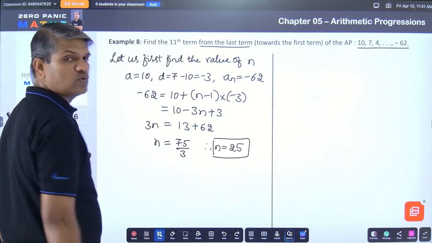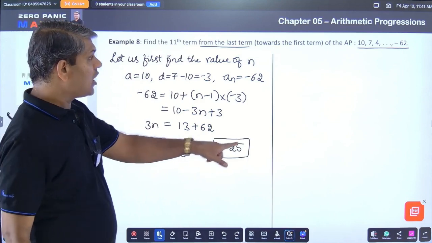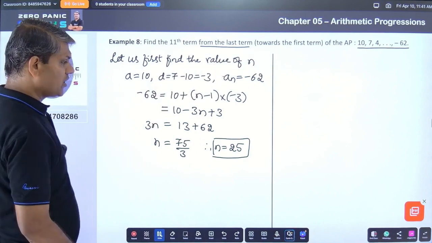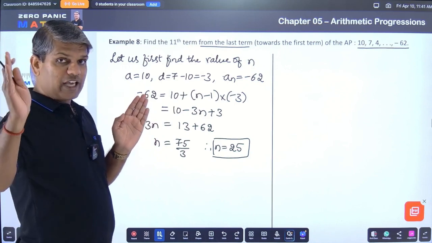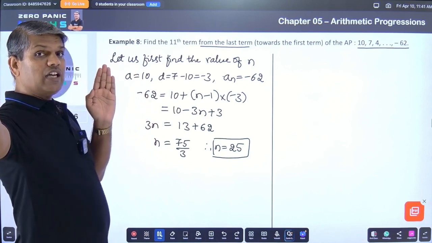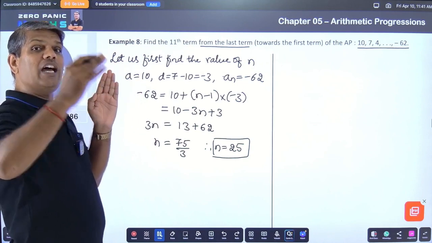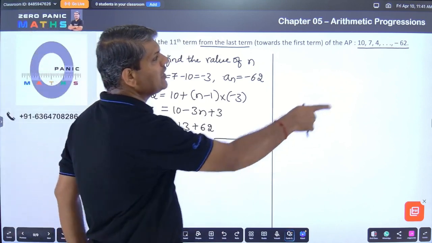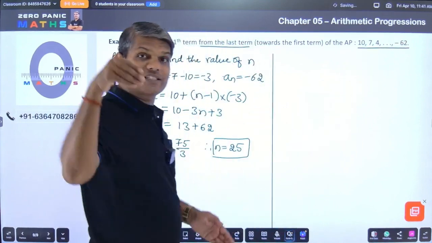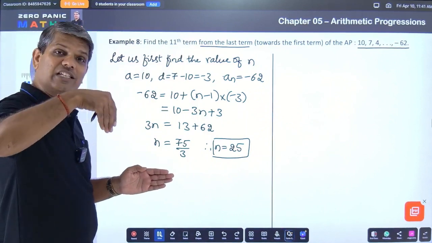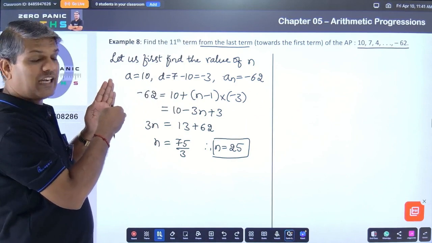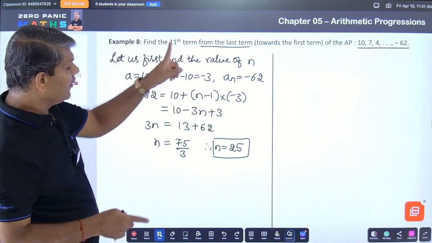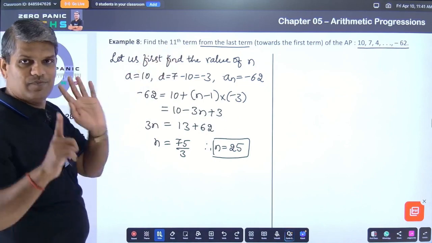n is 25, right? So it means that there are totally 25 terms in that arithmetic progression. Listen carefully: if there are 25 terms, we are asked to find the 11th term from the last, the 25th term. In that case, the 25th term will be the first term, the 24th term will be the second term, the 23rd will be the third term. In that way, in the 25-term list, the 15th term from the first will be the 11th term from the last. Okay, you understood?